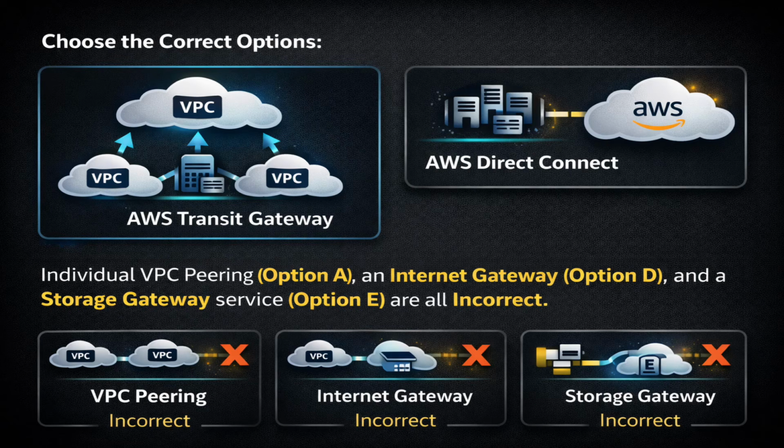Option A, VPC peering, is incorrect because while it can connect VPCs, it requires individual peering connections between each pair of VPCs, which becomes inefficient and complex as the number of VPCs grows. Option D, Internet Gateway, is incorrect because it's used to enable internet access for resources in a VPC, not for connecting on-premises data centers or VPCs to each other. Option E, Storage Gateway, is incorrect because it's a hybrid cloud storage service for connecting on-premises applications to AWS storage, not for network connectivity between VPCs.